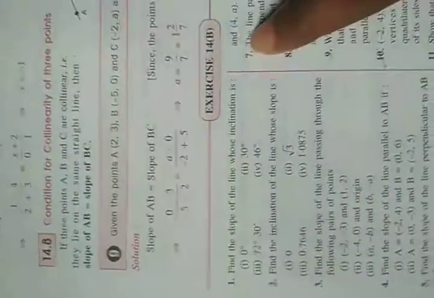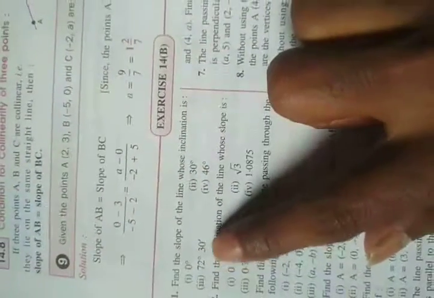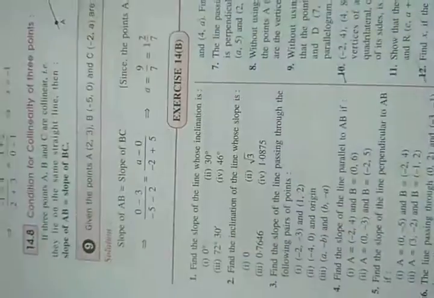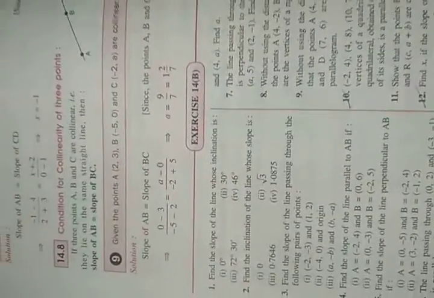Tan 30, you know the value. Just put the value. Tan 46 and tan 72 degree 30 minutes, you don't know that value, and the value is exactly not given in the table. How to calculate this value? You have to know about that. For that I am explaining the table, how to check the value from the table.